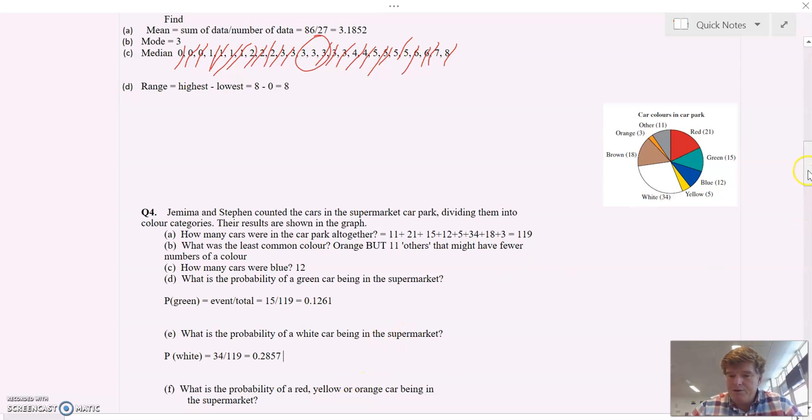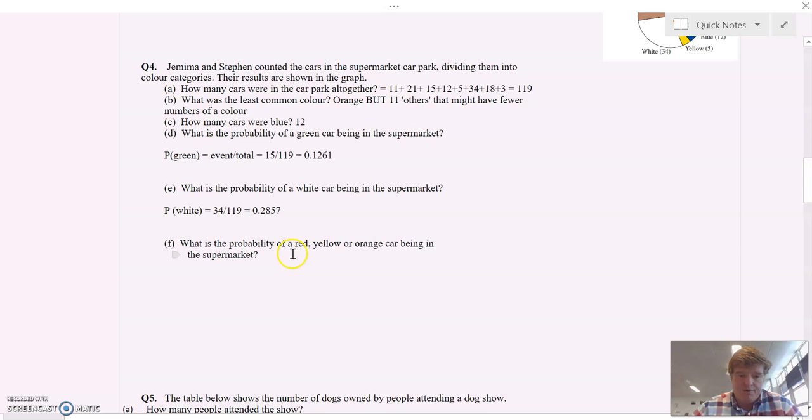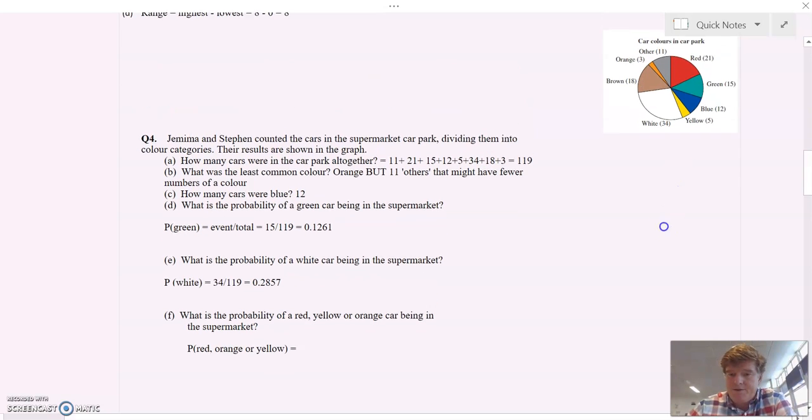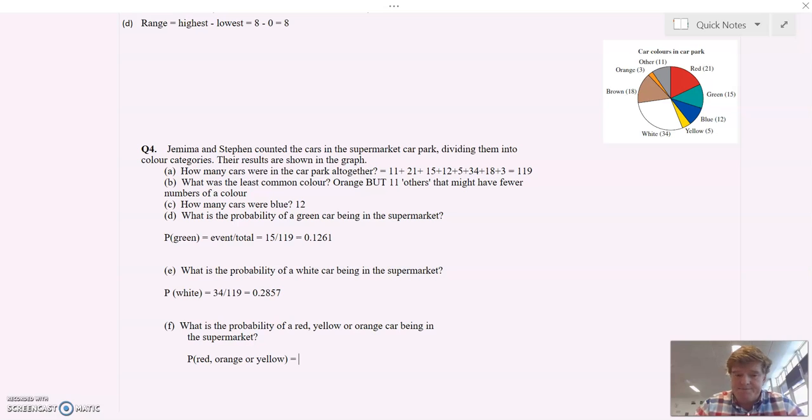Okay. What's the probability of a red, yellow, or orange? A little bit trickier here. So probability of a red, orange, or yellow equals, if we go back here, there's 21 red, 3 orange, that's 24, and 5 yellow is 29 of those colours divided by 119. That would be a fine answer. But we can also put a decimal, 0.24.